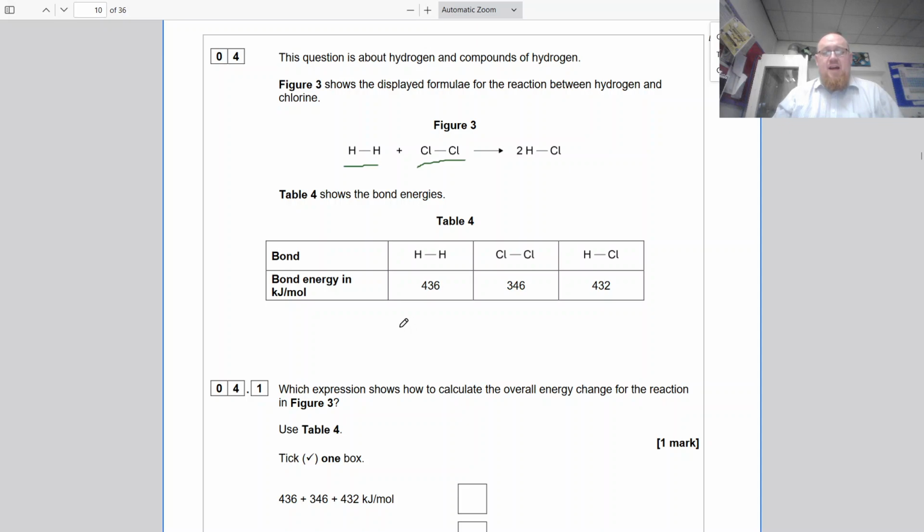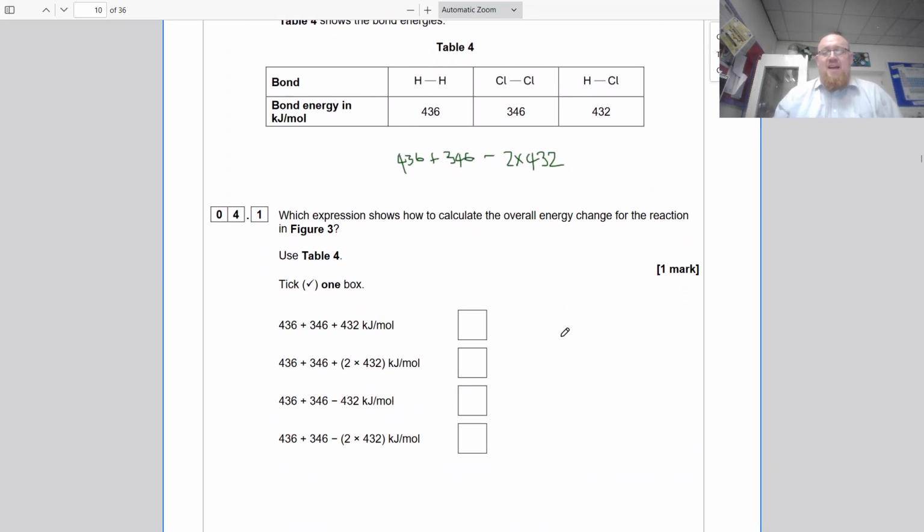So we can see our number is going to be 436 plus our 346. I can see I am going to make two hydrogen chlorine bonds. Now, when I make bonds, that is the opposite. We have to remove energy. Energy is taken out. It's an exothermic change when that happens. So what we do is take out minus 2 times 432. So let's have a quick look at our expressions. We've got 436 plus 346 minus 2 times 432. So that is our answer there.